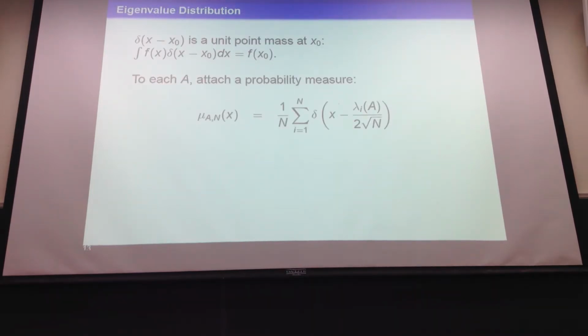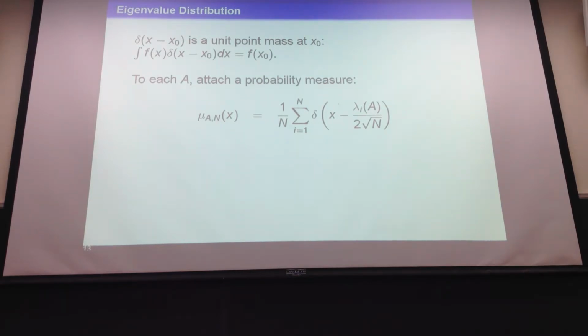Okay, so delta is the Dirac delta function. It's essentially putting a unit point mass at the point x_0. If I integrate a function f against the delta function at x minus x_0, I just get back the value of the function at x_0. We saw this, I think, when we were doing approximations to the identity and we were doing Fejér's theorem. This was one of the key ingredients in the proof that the Fourier series converges for nice functions. Now, to each A, we attach a probability measure. We put a mass of size 1 over N at each of the normalized eigenvalues.